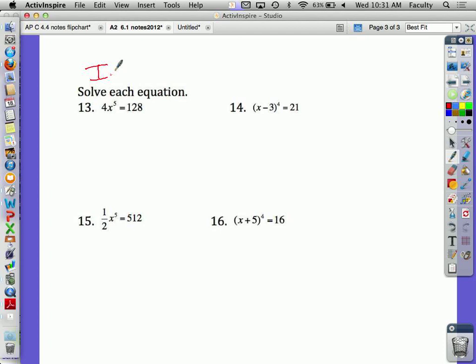What I want you to write down is you want to isolate the powered term. That's like x to some power or x minus a number to some power. So in number 13, I want to solve 4x to the 5th equals 128. I don't have the x to the 5th alone. So I need to divide by the 4. And I get x to the 5th equals 32.